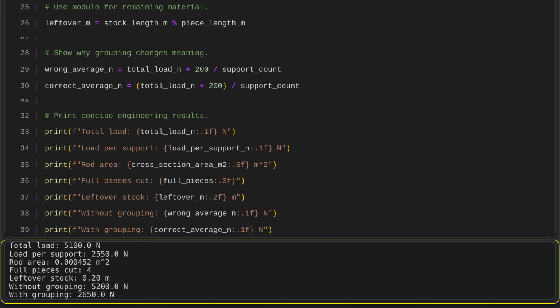This script shows how basic arithmetic supports common engineering calculations. It finds a beam's total load and splits it between two supports, computes a rod's circular cross-sectional area, and uses division and remainders to manage cutting stock material. It also shows why parentheses matter by comparing average load calculations with different grouping, then prints each result with clear labels and units.